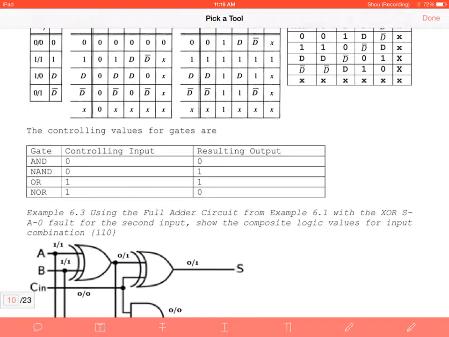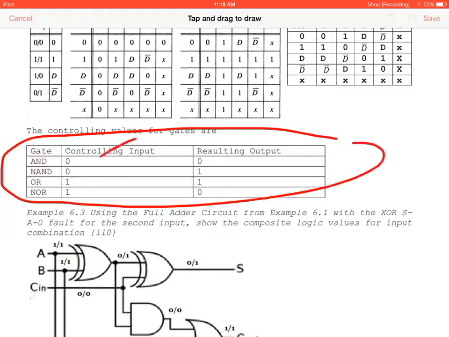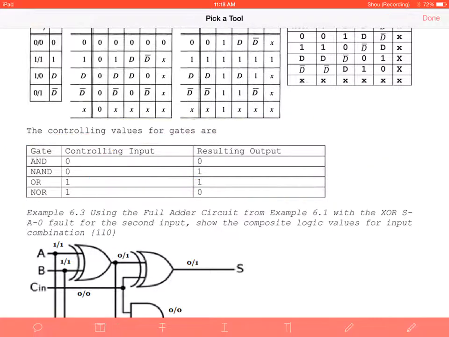So I alluded to the controlling values for AND and NAND gates are going to be 0, meaning if you put a 0 on any one input, you'll have a value propagated. For AND gate, it's going to propagate a 0 to the output, and NAND gate is going to propagate a 1. For OR, if you put a 1 on either input, you're going to propagate the value to the output. For OR gate, you're going to get a 1, and for a NOR gate, you're going to get a 0. So does that make sense? Does anybody have any questions before we move on?